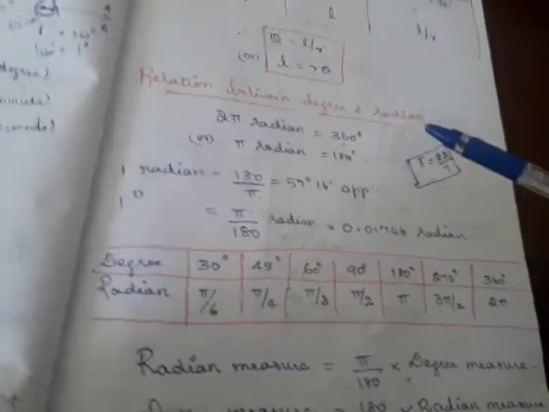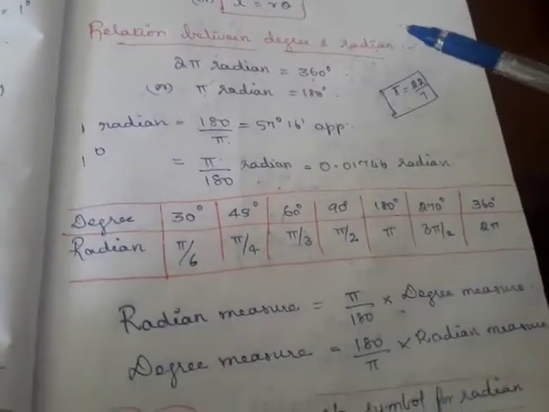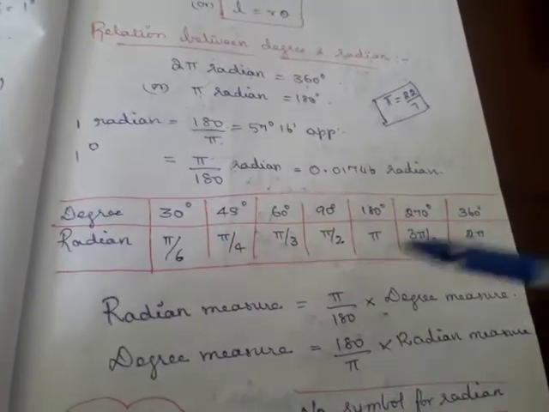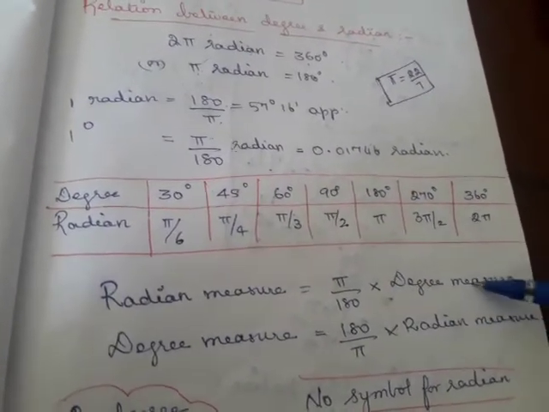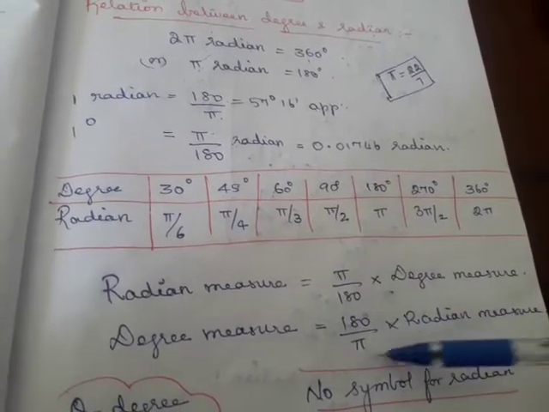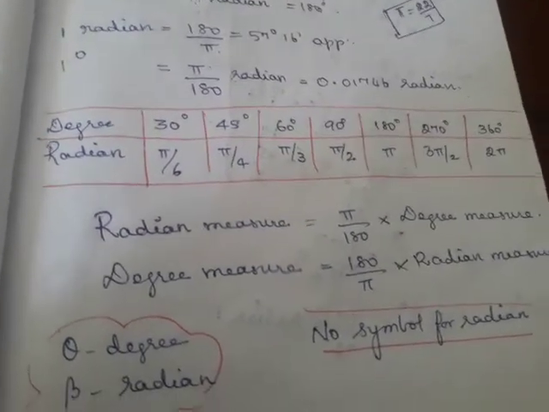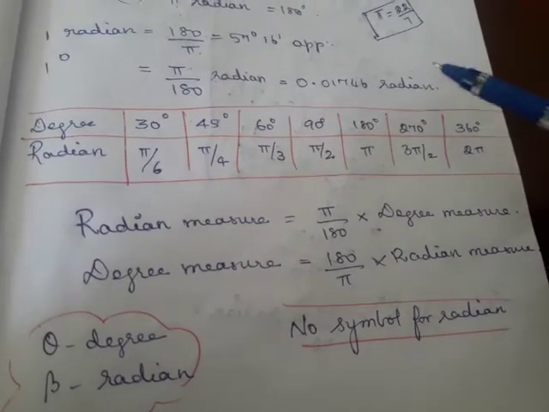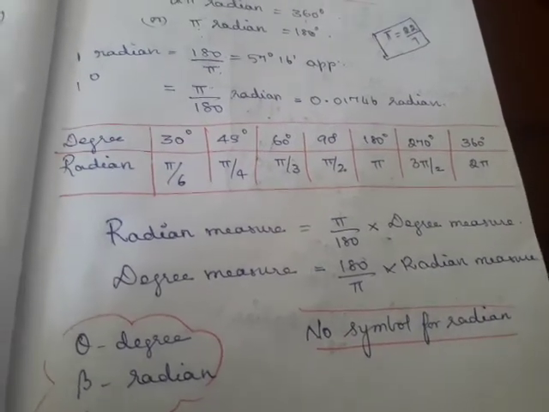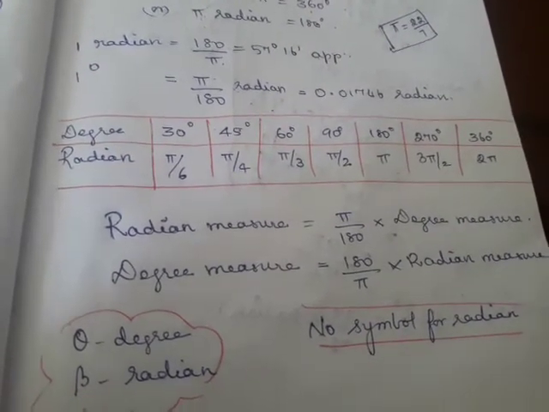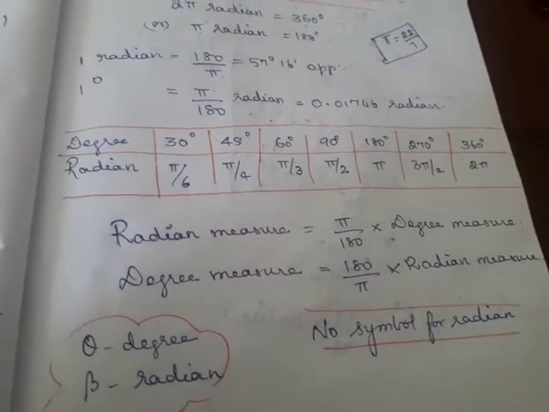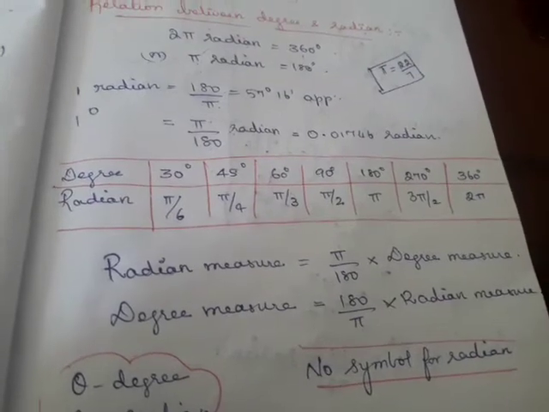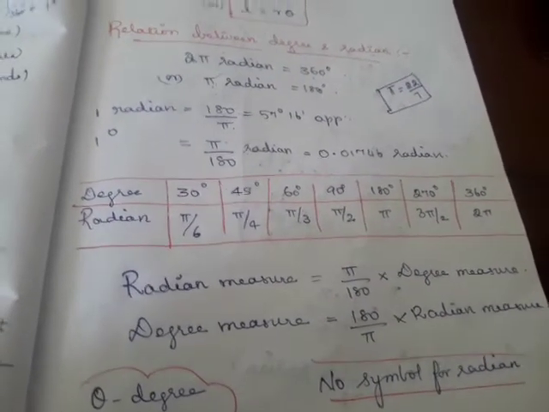Then we also learnt the relation between degree and radian. If we want to find the radian measure, it is pi by 180 into the degree measure. If we want to find the degree measure, it is 180 by pi into the radian measure. Also I told you there is no specific symbol for radian as we have for degree, right? So you should not use your own short forms like RAD, those are not permitted. You have to write radian fully, or else you can write the measure as such without any units, then it means that it is measured in radian.